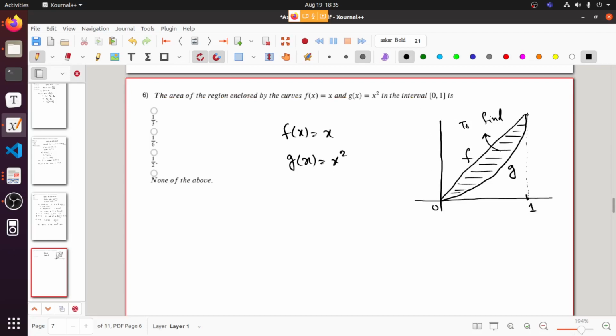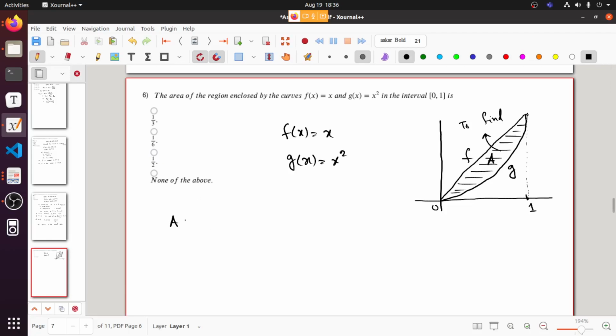Because you know the integration of the curve F will give the entire region below the curve F, and integration of G from 0 to 1 will give the area below the curve G. So to get this area, we just subtract the area of G from the area of F. Then we will get this region, right? So suppose this is A. So name it by A.